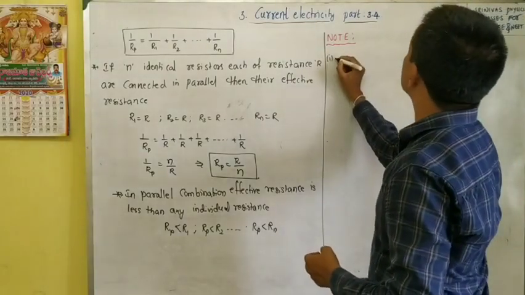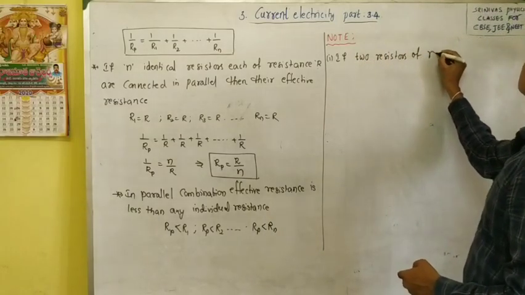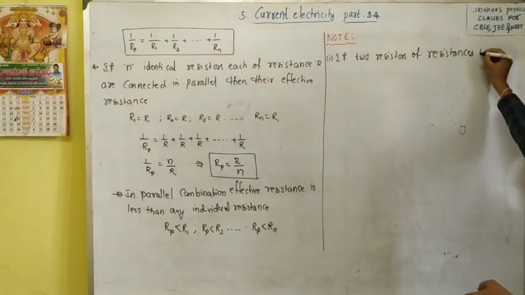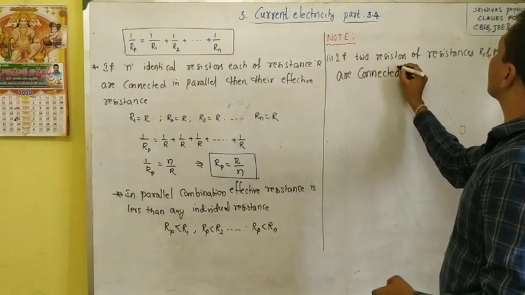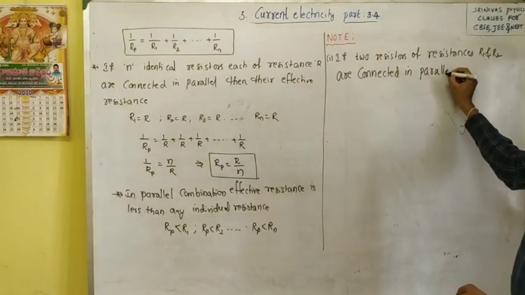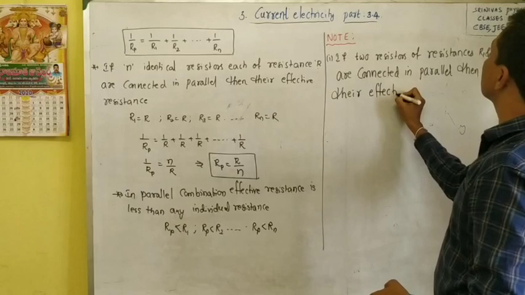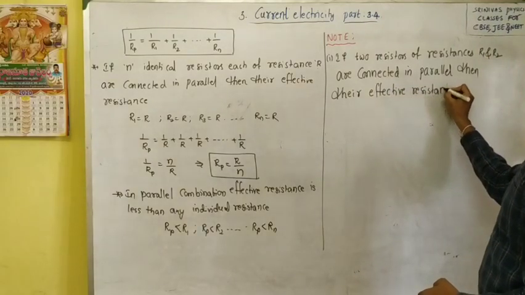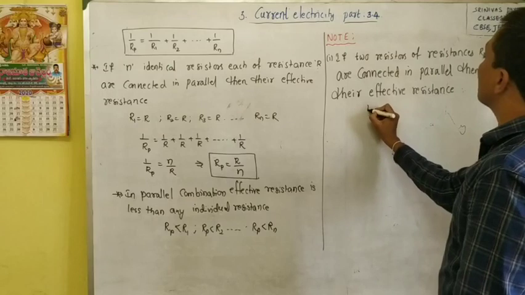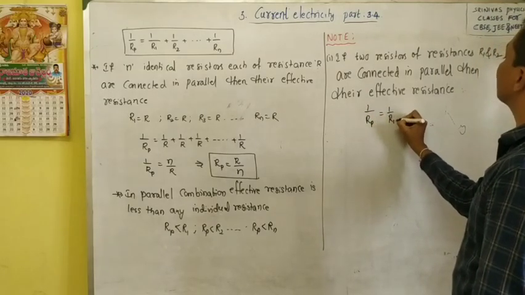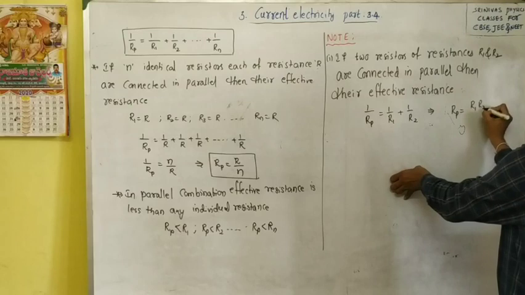The first point is that if two resistors of resistances R1 and R2 are connected in parallel, then how to find their effective resistance? It is very simple. We have the formula 1 by Rp is equal to, only two resistors connected, 1 by R1 plus 1 by R2. If you simplify and take the LCM, then we get Rp as R1 R2 by R1 plus R2.